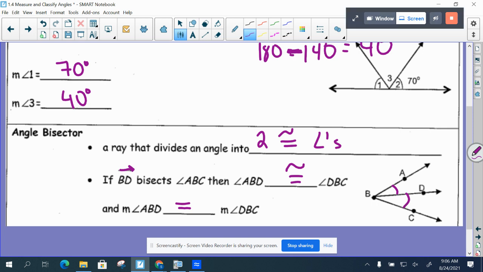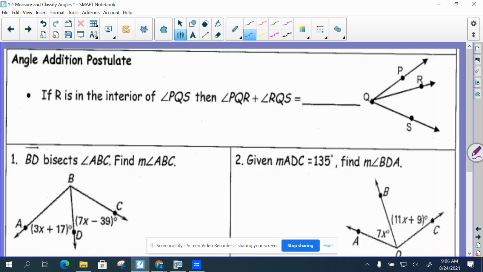And then, remember how we had the segment addition postulate? The 2 segments add together, and the point in between them is between the 2 endpoints. Same thing with the angle addition postulate. So if point R is anywhere between this angle, we can say that the top angle plus the bottom angle equals the entire angle. So angle PR plus angle RS is equal to what?